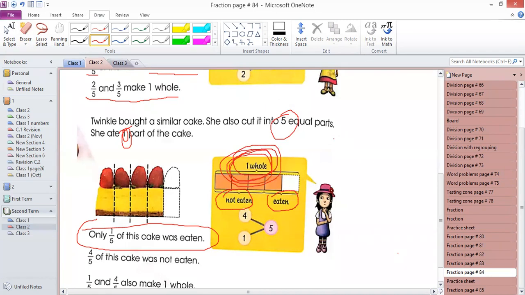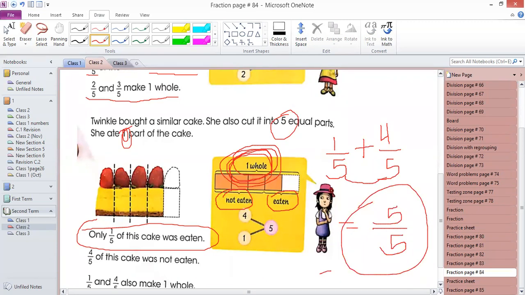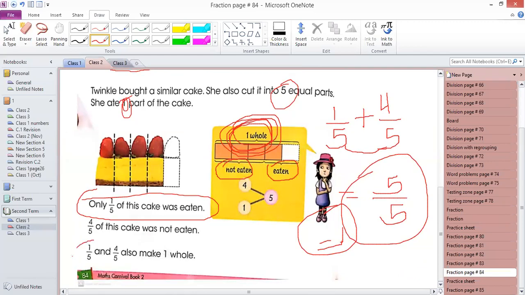You want to see? Look, if you add the fraction which she ate, which is 1/5, plus the fraction which she did not eat, it is always equal to 1 whole. The denominator is the same, so 5 will be here, and 4 plus 1 equals 5. And 5/5 is always equal to 1 whole. That means 1/5 and 4/5 will make 1 whole.